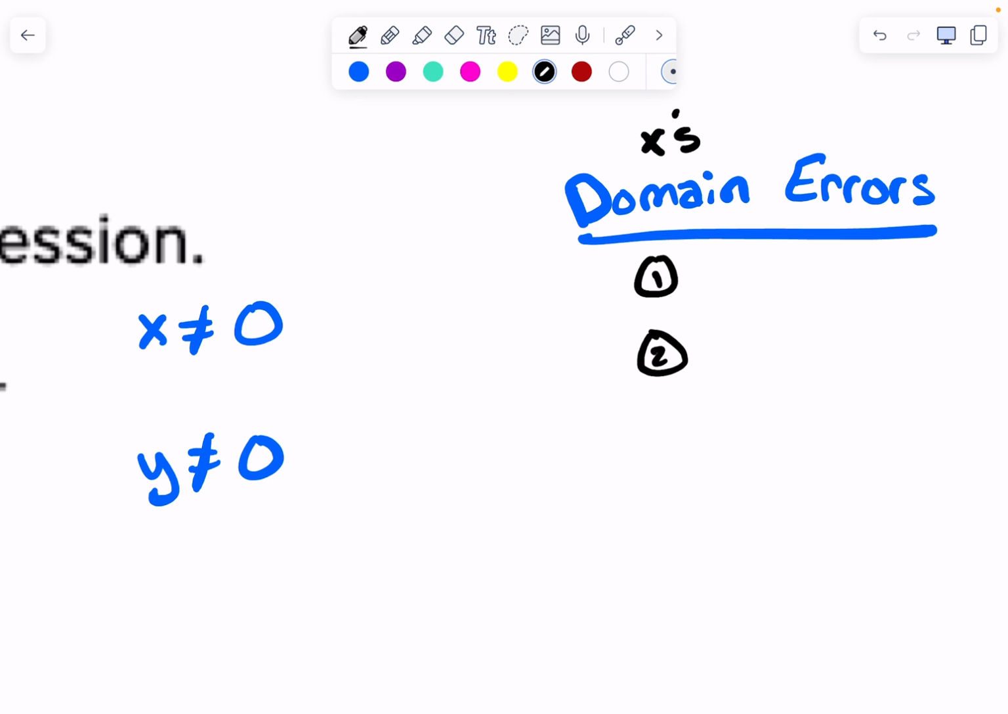The first thing is I never want to divide by 0. I never want to have 0 on the bottom. That's going to cause me a problem, okay? 2 main things. I never want to divide by 0. I never want to have 0 in that denominator.